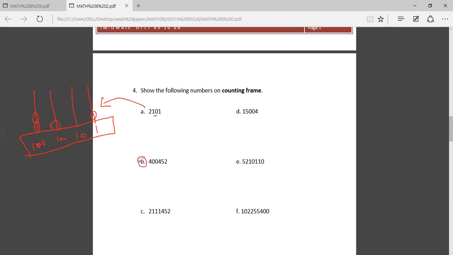For the B question, how many digits are there? Aina, tell me how many digits are there in the B question. Afrit, you tell me how many digits are there? Six digits. Yeah, 1, 2, 3, 4, 5, 6. Correct. Then you can draw six rods.